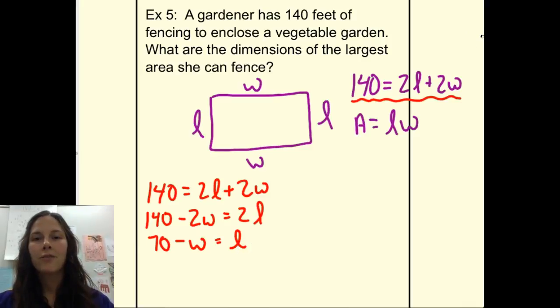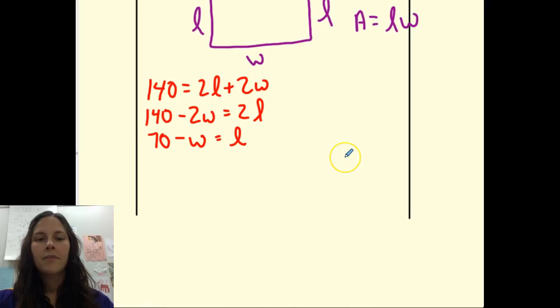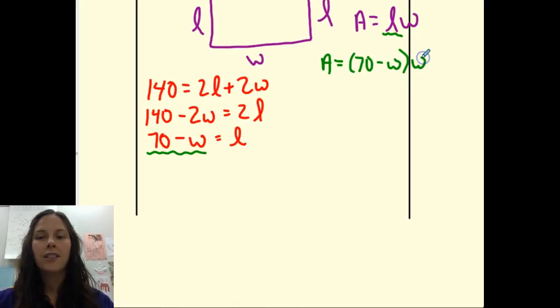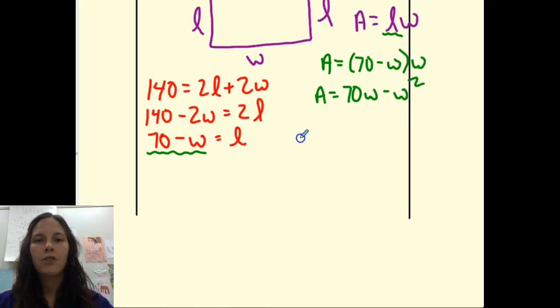Notice I divided everything by 2. I'm going to sub this expression for the length into my area formula for length. So I'm replacing the length with the expression that I got when I solved the perimeter formula. Distributing my w to put this into standard form. We now have a quadratic equation that we can find the vertex for. It will also be the maximum point, as our graph would open down, since we have a negative in front of our w squared.